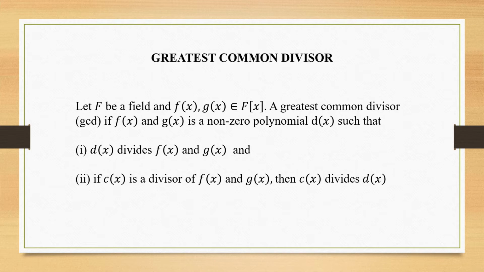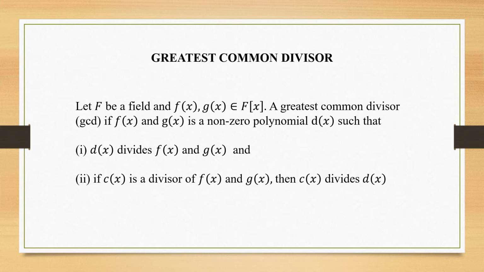Now, let me declare the definition of GCD. Let F be a field. You know what is a field, right? It is a set with two binary operations satisfying the abelian group properties under addition, along with the distributive property of multiplication over addition. This is what a field is. So we are declaring F as a field and we take two polynomials from the field, f of x and g of x, which belong to the polynomial ring.